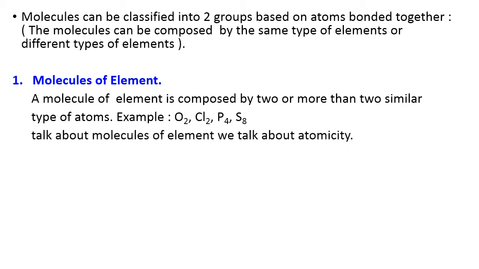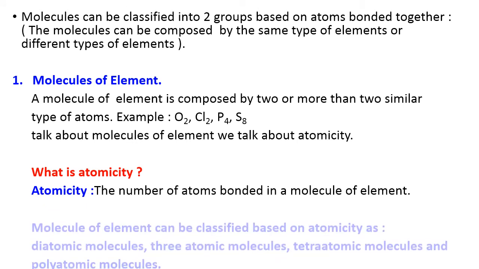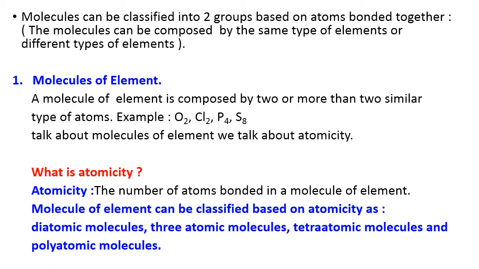While we talk about molecules of element, we talk about atomicity. What is atomicity? Atomicity is the number of atoms bonded in a molecule of element. Molecules of element can be classified based on atomicity as diatomic molecules, triatomic molecules, tetraatomic molecules, and polyatomic molecules.